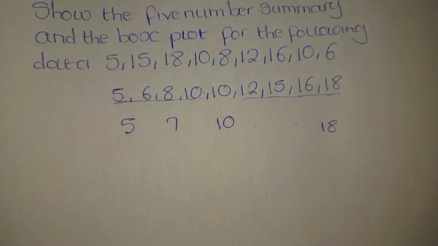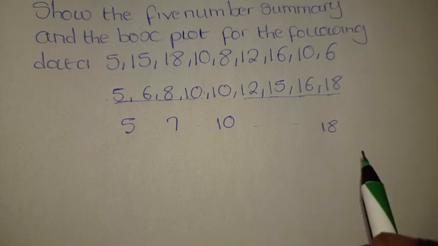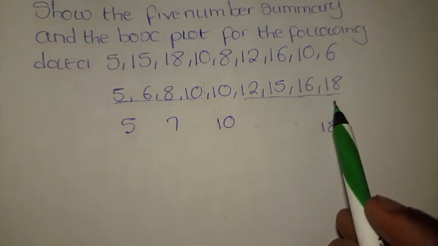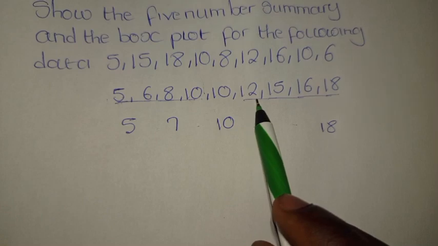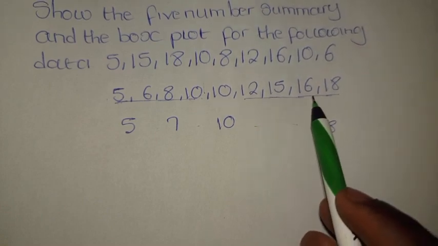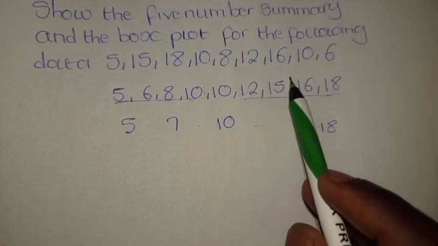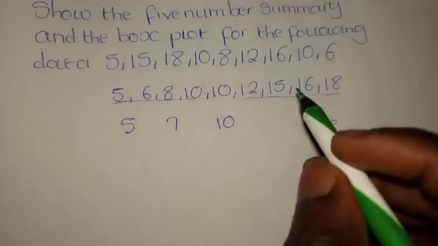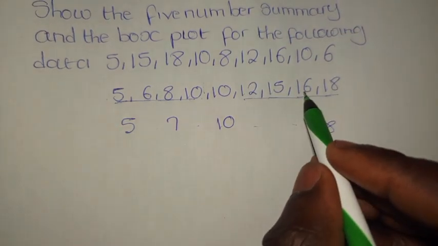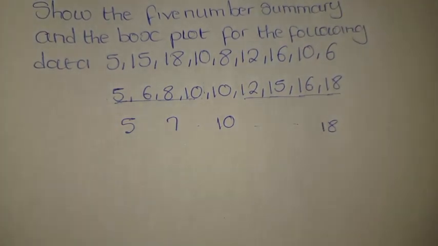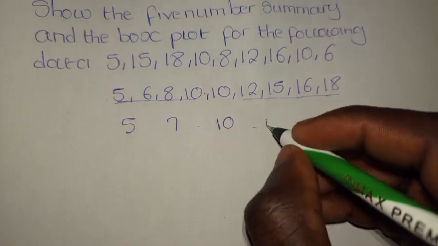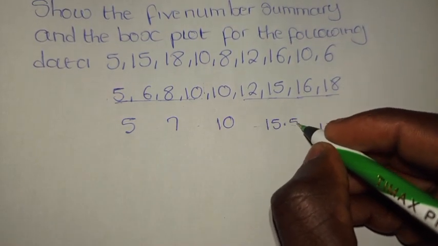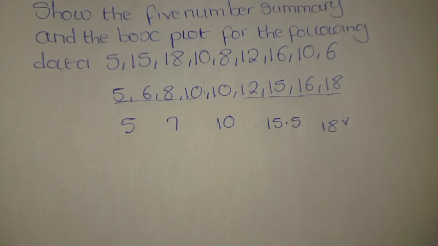And to get the value of the third quartile, remember, you also group 18, 12, 15, 16. The third quartile is in between there. So to come up with the third quartile, you will add 15 plus 16, you get 31, divided by 2, you get 15.5. So this is the 5-number summary that we have come up with.